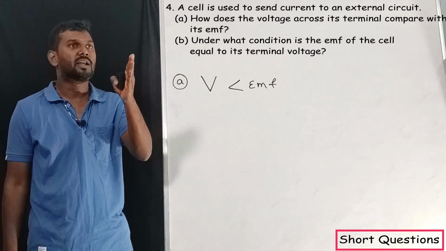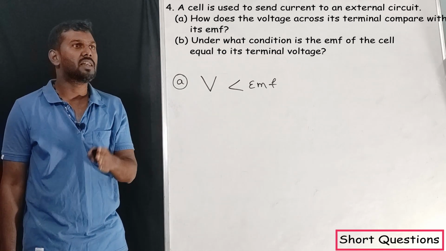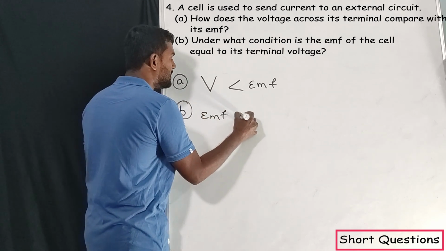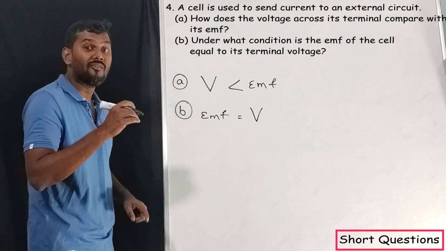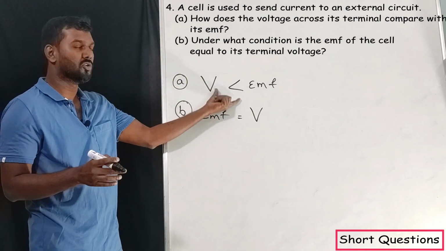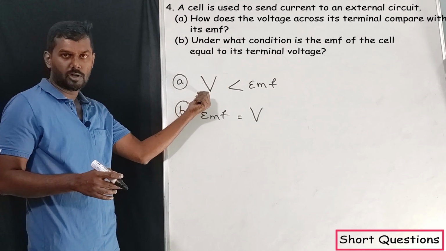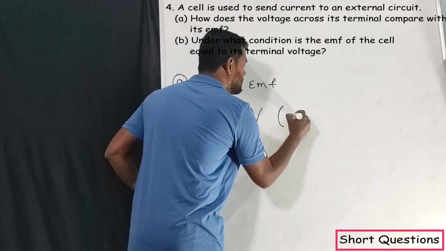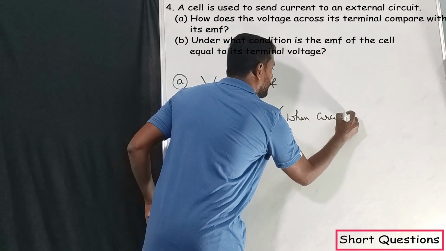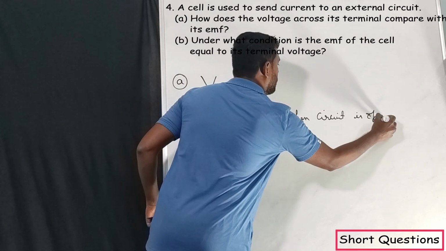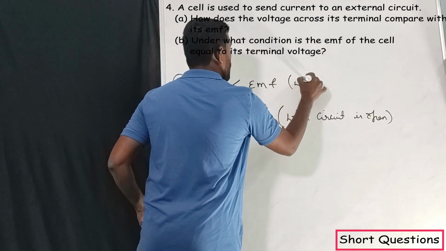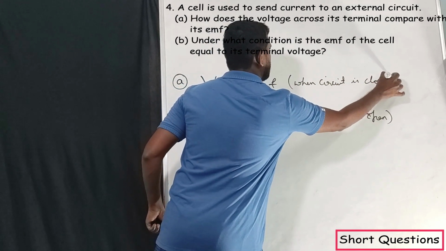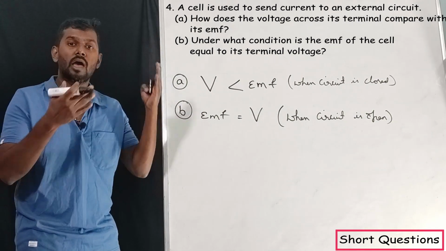Next sub question: under what condition is the EMF of the cell equal to the terminal voltage? EMF is equal to terminal voltage when the circuit is open. If the circuit is closed, EMF is always greater than the terminal voltage. If the circuit is open, EMF will be equal to the terminal voltage. That's it. We have learnt this in differences also.